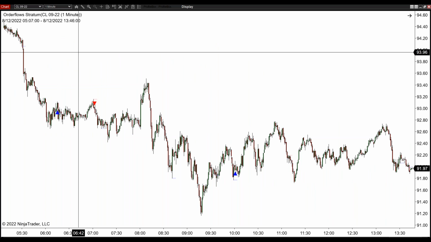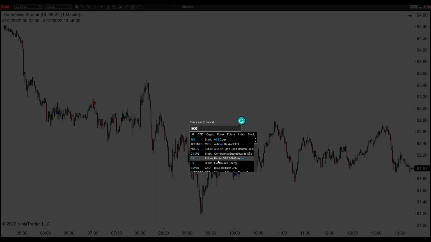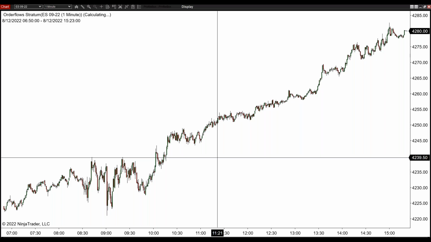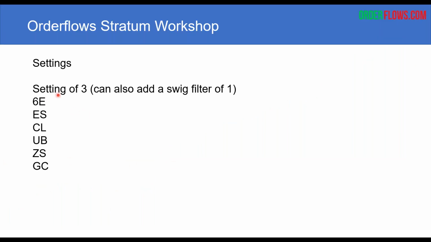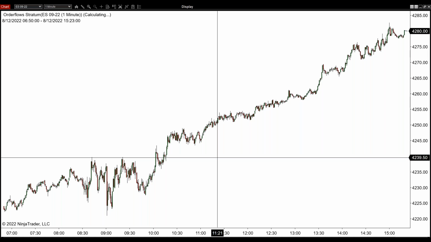Let's take a look at E-minis. Again, go back here, right? So setting at 3, euro currency, E-minis, again, crude oil, ultra bonds, these 3 also can be used with the setting. You could use settings of 3, 5, it doesn't matter. It all comes down to your own risk tolerance and what you're comfortable with. So you can see it still says calculating here. So just give it a second.